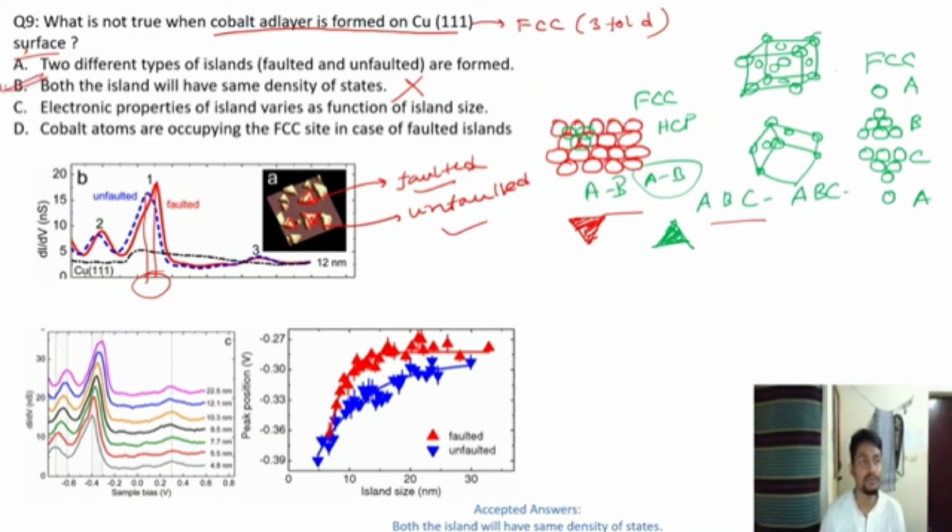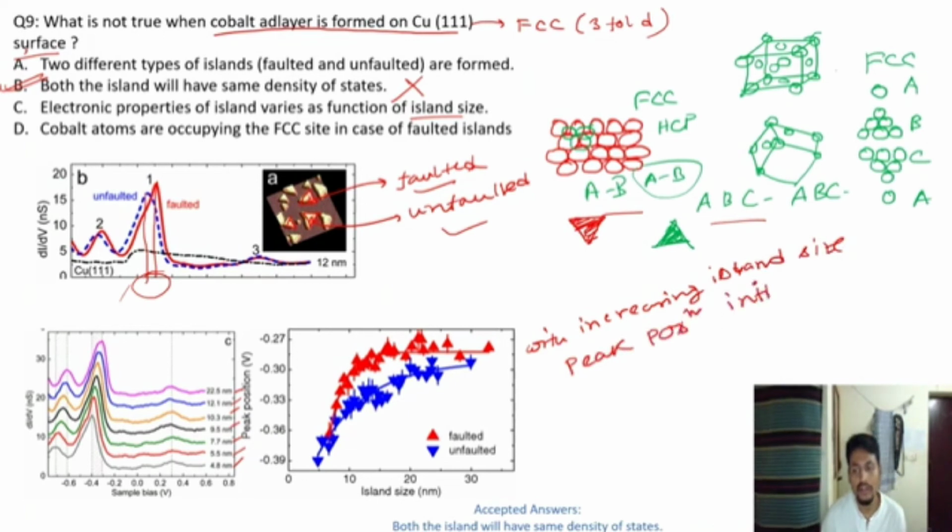Now let's discuss the other two options. Electronic properties of the island vary as a function of island size. Now this is the plot I have taken, that's why. So the size is varying, right? And they are getting the peak, in case of faulted as well as unfaulted. They have plotted the peak position with the island size. And you can clearly see that with increasing island size, the peak position increases, right? You can see from this as well.